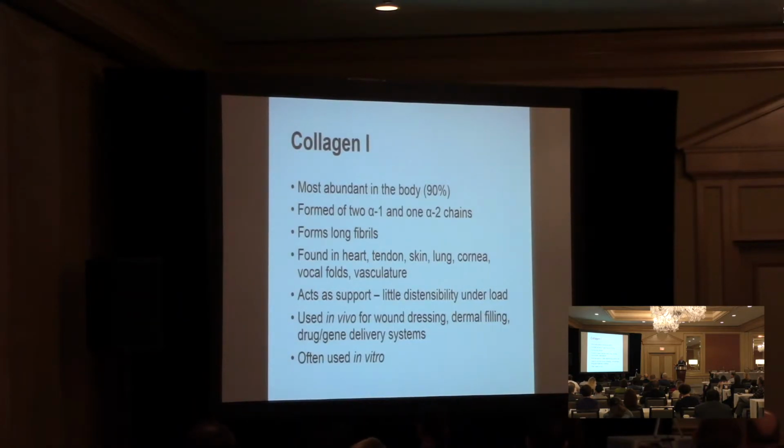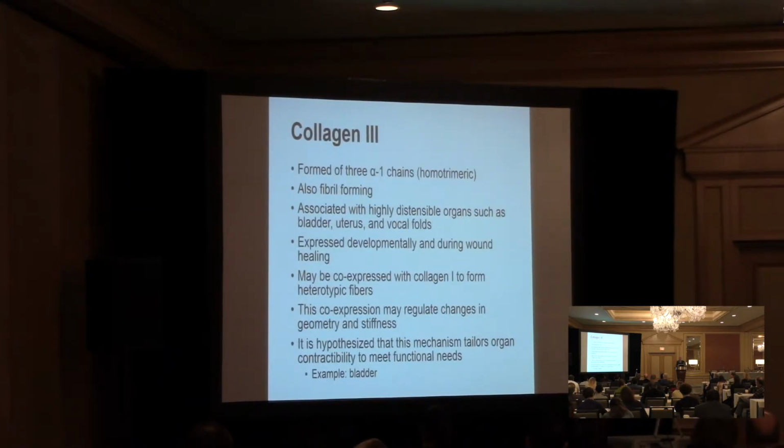Collagen 1 is widely found in different organs, including the vocal folds, and it's used a lot for wound dressing and dermal filling. So collagen 1 is well known and used a lot in tissue engineering. What's less used is collagen 3. The composition of collagen 3 is slightly different: you have 3 alpha-1 chains instead of 2 alpha-1 and 1 alpha-2 chain. So it's a slight microstructural difference. As a result, collagen 3 is a lot softer than collagen 1.